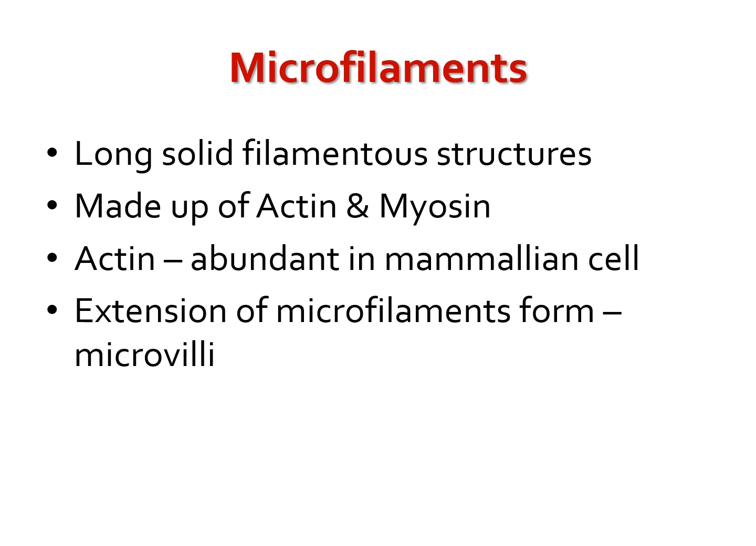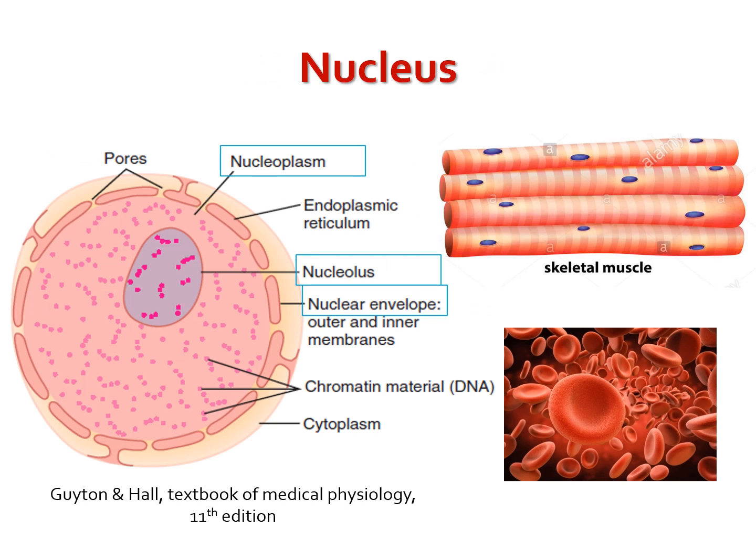Next in the cytoskeleton are microfilaments, which are long solid filamentous structures especially made up of actin and myosin, which are the contractile proteins. Actin is the most abundant protein in the mammalian cell. These microfilaments are also present in the microvilli, which are extensions of microfilaments. So that's all about the cytoplasm.